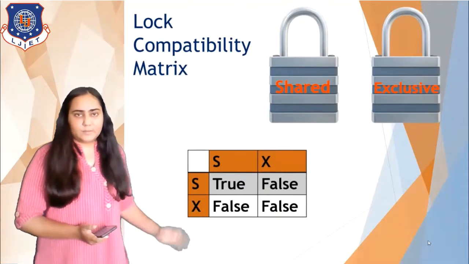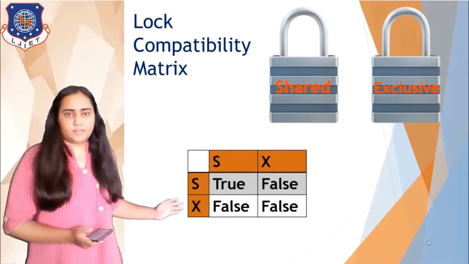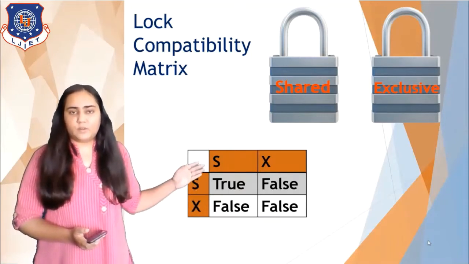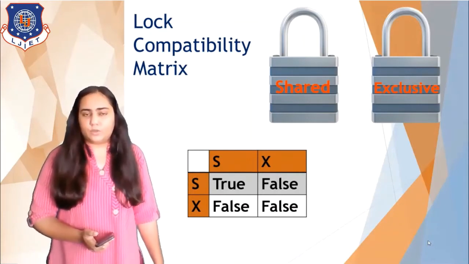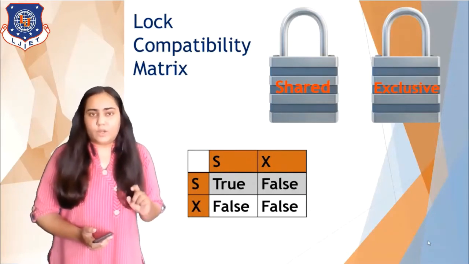It looks like this. So what you see here, wherever it's written S and X, S stands for shared lock, X stands for exclusive lock, and on top you can see the same thing happening. And here you can see true, false written. And true is written only in one position.